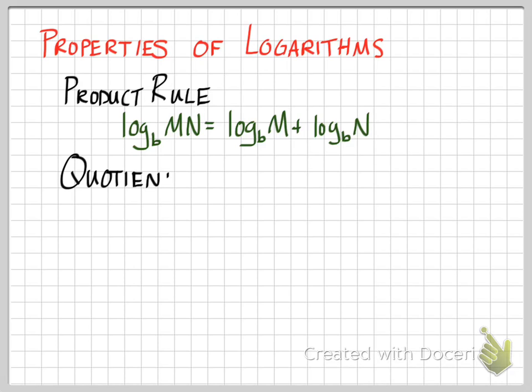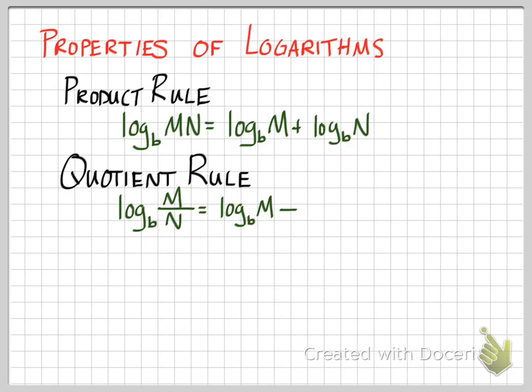I can do the same thing with quotients, but of course it's going to be a little bit different. So now a quotient is when you have log base b of m divided by n. This separates into a difference, log base b of m minus log base b of n.